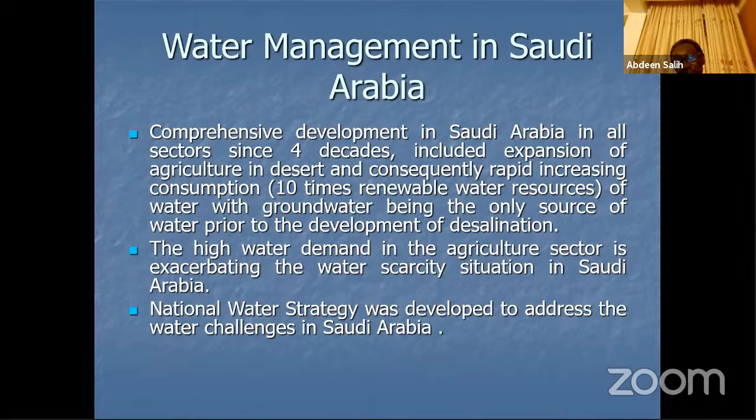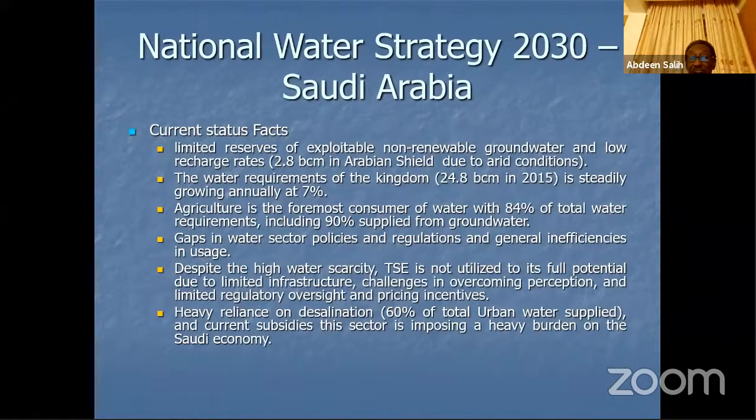But what admired me is the plan which they made for 2030. They now have a national water strategy in 2030 in Saudi Arabia, and I think it was really a model in any way. They recognized that they have limited resources of exploitable non-renewable groundwater and a low recharge rate, which is 2.8 billion cubic meter. And in fact, what they use is 24.8 billion cubic meter, which is really very little compared to what they are using. Agriculture is the foremost consumer of water, with 84% of total water requirement. There are gaps in water sector policies and regulation, and general inefficiencies.